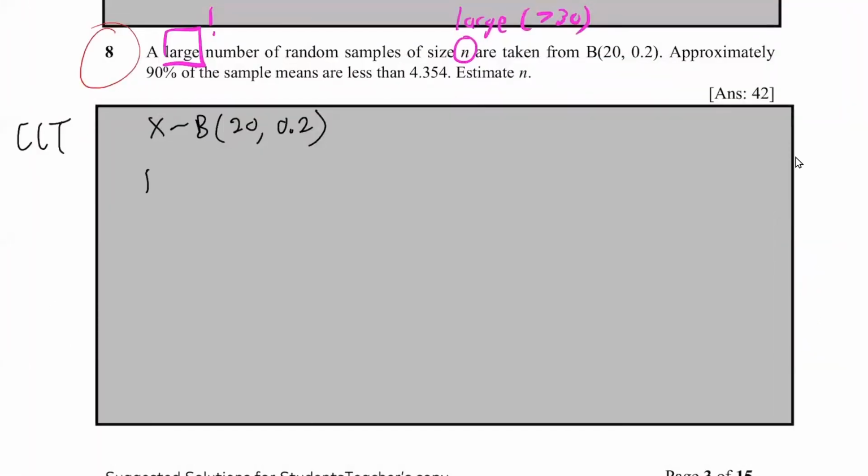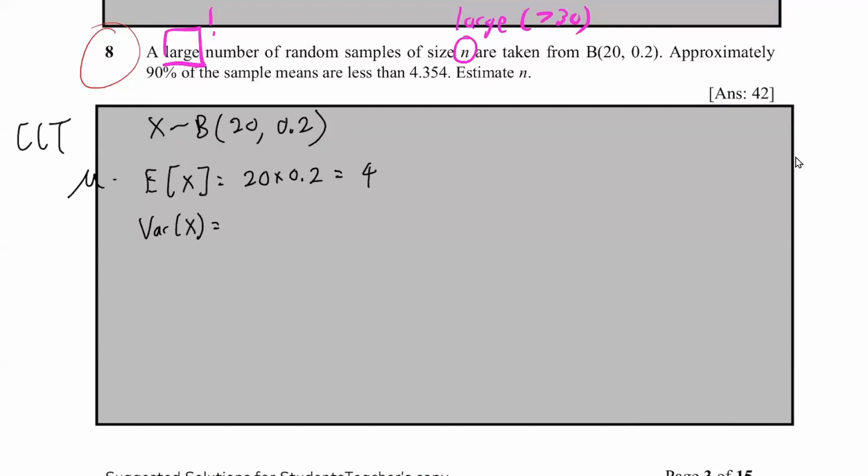From here, we can calculate the expectation of X, which is just np. So 20 times 0.2. That's just 4, right? Then how about the variance of X?